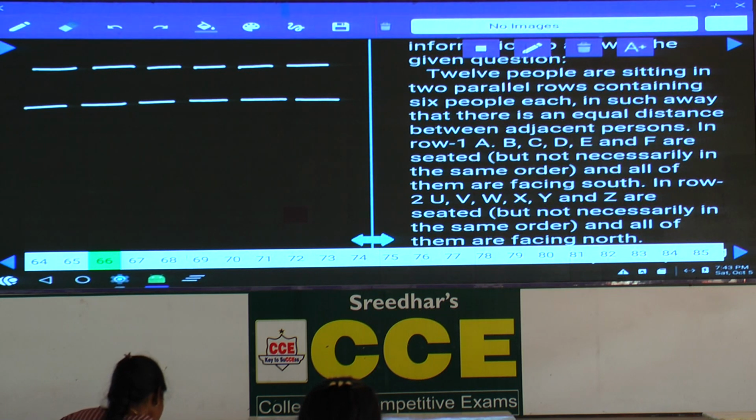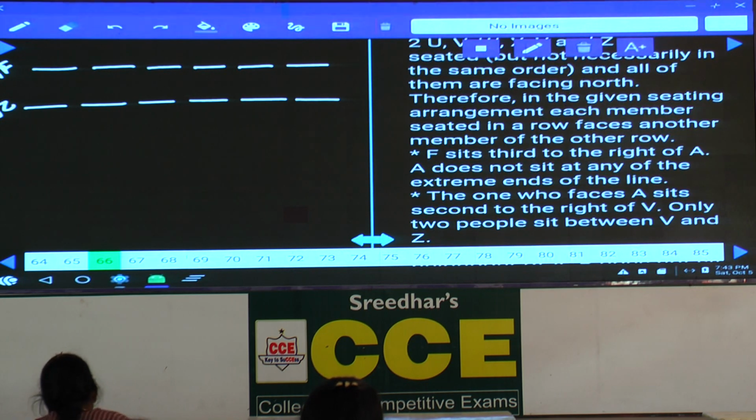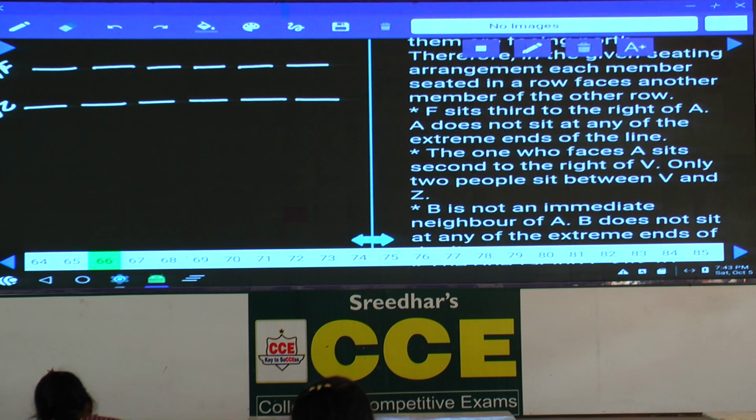In row 1, A through F are seated and all of them are facing south. And in the second row, U, V, W, X, Y and Z are facing north. Therefore, in the given seating arrangement, each member seated in a row faces another member of the other row.